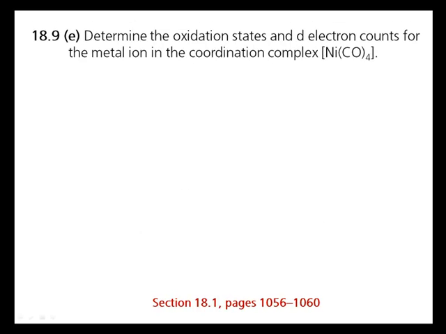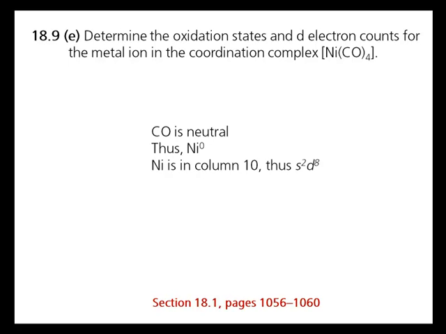And finally, we'll look at this nickel complex. The carbon monoxide is neutral, the overall complex is neutral, so the nickel atom must also be neutral, and nickel is in column 10, and the configuration is s2d8, so there are 8 d electrons in the nickel. This is called tetracarbonylnickel(0).